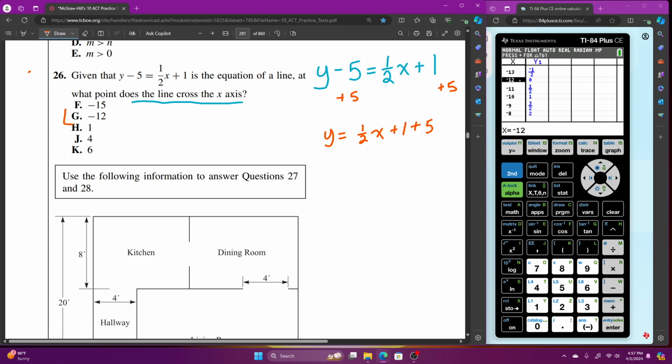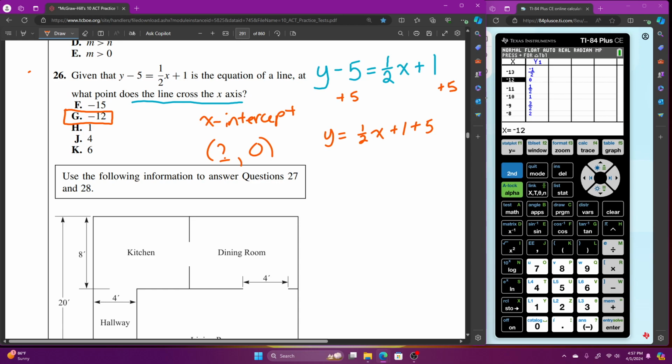Be careful on a question like this. It is asking at what point the line crosses the x-axis. That is your x-intercept. So you want to know what is x when y is 0. Right here on the table, it'll give it to you.